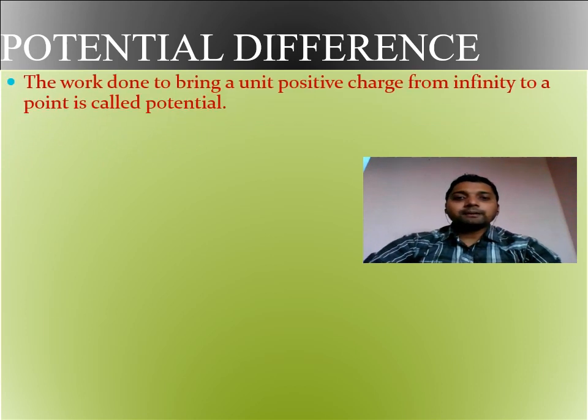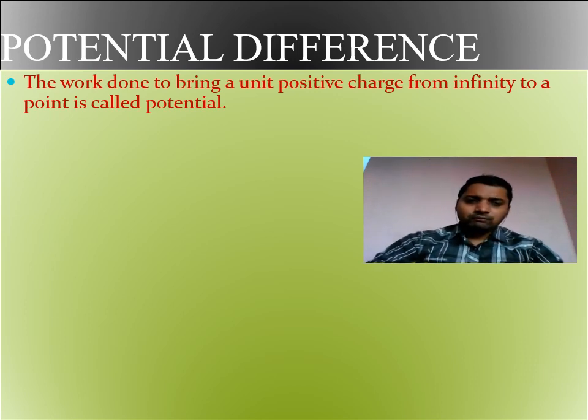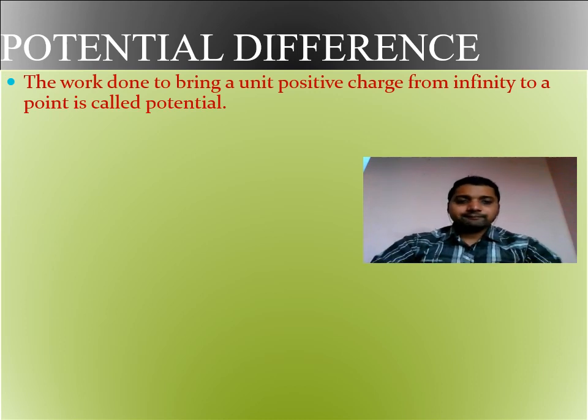The work done to bring a unit positive charge from infinity to a point is called potential. Whenever a charge comes from one point to another, from infinity, from a very large distance to a point, from the source to the receiver, how much work is done by the charge? Work done means the product of force and displacement. So whenever a charge moves from one part to another, when it is displaced, it will do a certain amount of work. That work done by the charge to move from one point to another is the potential.